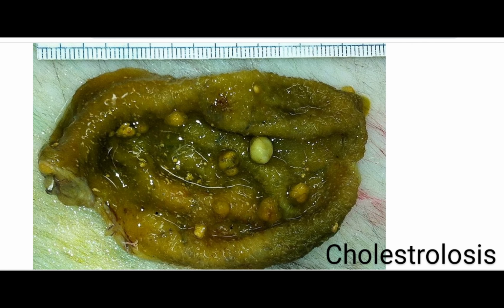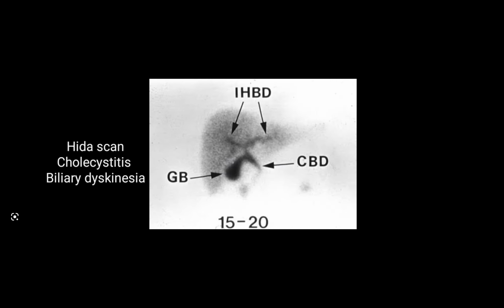Next image we have is of cholesterolosis. Cholesterolosis is basically a condition in which cholesterol is high and there are cholesterol stones in the gallbladder. So the complete condition of this is called cholesterolosis. There will be cholesterol stones, cholesterol polyps, and the condition is known as cholesterolosis.